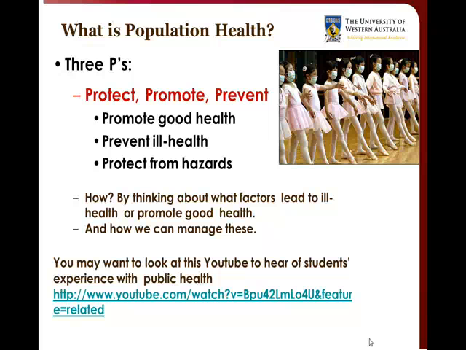I see it as 3 Ps, about protecting people from hazards in the environment or occupational setting, promoting good health through promoting environments that encourage people to eat well, exercise, sleep well, etc. And then preventing ill health. So when we determine what the risk factors are for disease, how can we reduce people's exposure to those factors? And how can, at a population level, we reduce the incidence of disease?